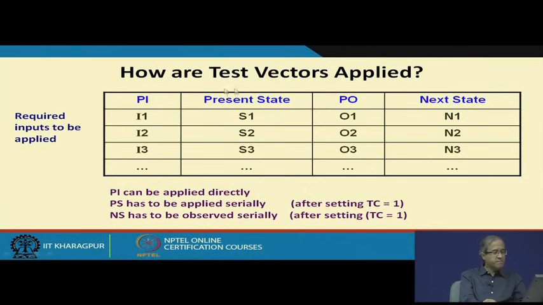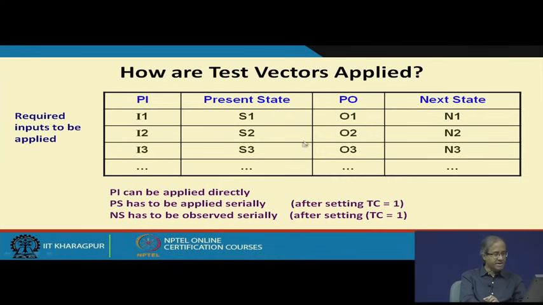So, here I am showing an example. For example, suppose this circuit, as I said, now looks like a combination circuit. So, now the inputs will be Pi and present state, the outputs will be PO and next state. Suppose I use a combinational ATPG tool to generate my test vectors. So, these are my inputs, these are my outputs. Let us say the ATPG tool has given me these test vectors. This I1 S1 is the input and O1 N1 is the expected output. So, I2 S2 is my second input, O2 N2 is my second expected output, and so on.